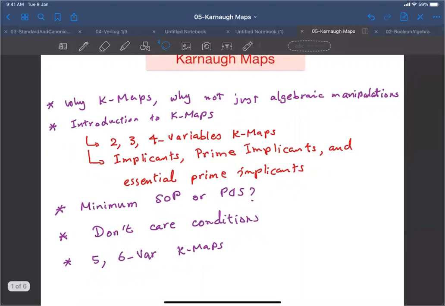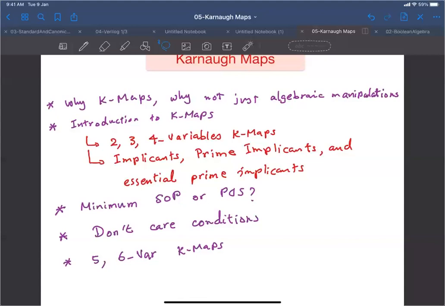First we will answer the question, why do we use K-maps? Why not just algebraic manipulations? Because K-maps are used for simplification. Why not just have the algebraic manipulations or simplification? That's enough for us, but K-maps can give us more than that, as we will see.